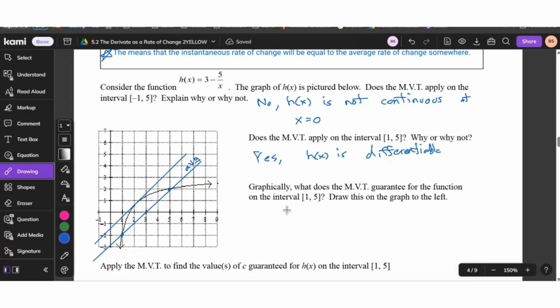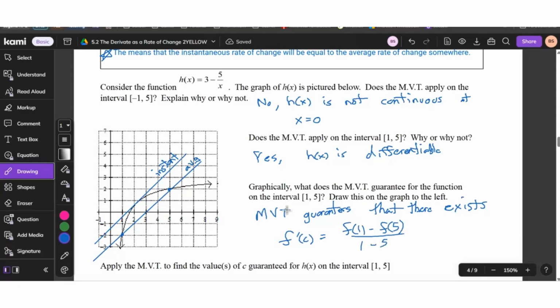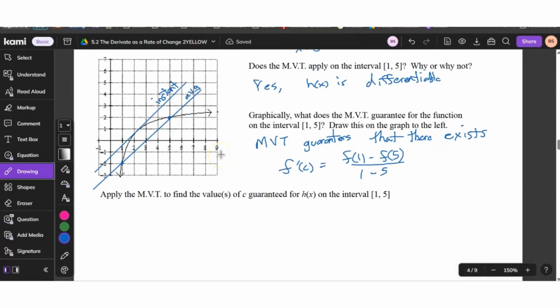All right. So, and this one is our instantaneous. So that's the instant. Does MVT guarantee things? Yes, it does. MVT guarantees that there exists an f prime of c is equal to f of 1 minus f of 5 over 1 minus 5. Okay, guarantees that that's going to exist. Very next thing we're going to do is figure out where that is. All right, so we're going to figure that out.